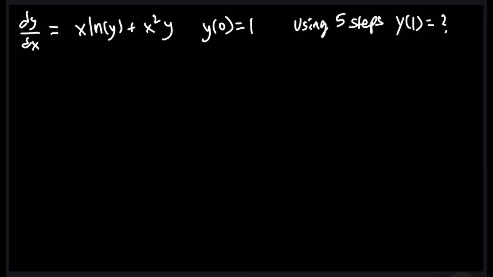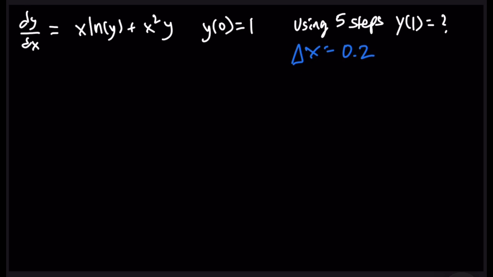All right, let's do another one using Euler's method. We have our dy/dx. We know that y of 0 is 1, and using 5 steps, we want to find y at x equals 1. So if it's 5 steps, we just divide 1 by 5. Our change in x will be 0.2.